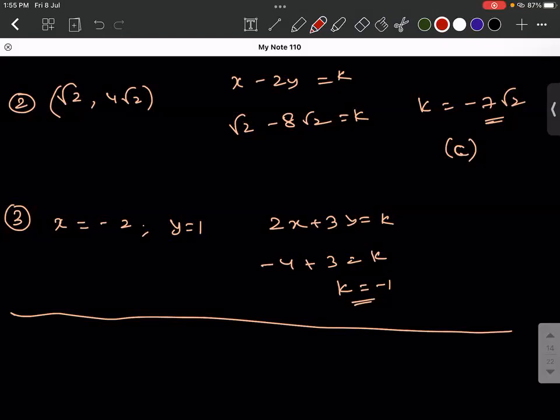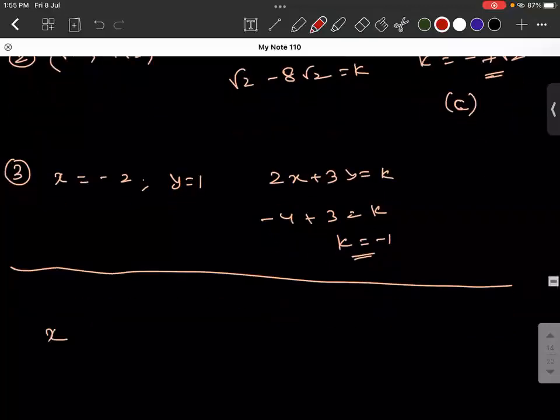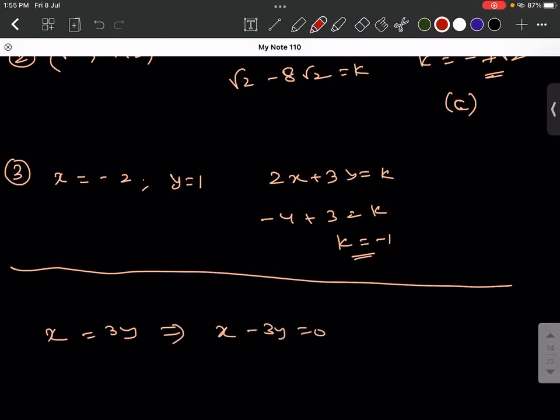Third one, the cost of a bat is 3 times the cost of a ball. What is the linear equation of two variables? Let the cost of bat be x and the cost of ball be y. x is equal to 3y, which implies x minus 3y is equal to 0.